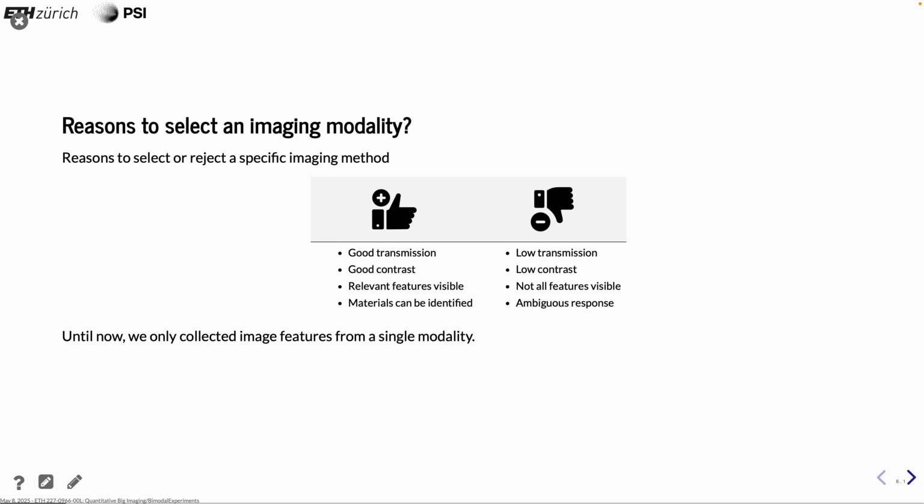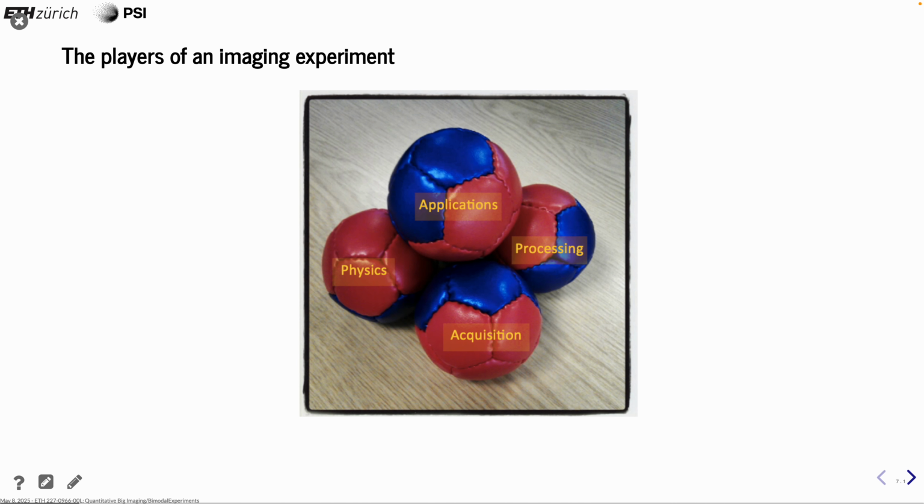So until now we only worked with a single modality, so now let's take a look at what we actually have in our imaging experiment. Usually, from the experimentalist's point of view, you have your application and you want to have your answers. The application then has its own physics, but the sample also has some interaction with the material.